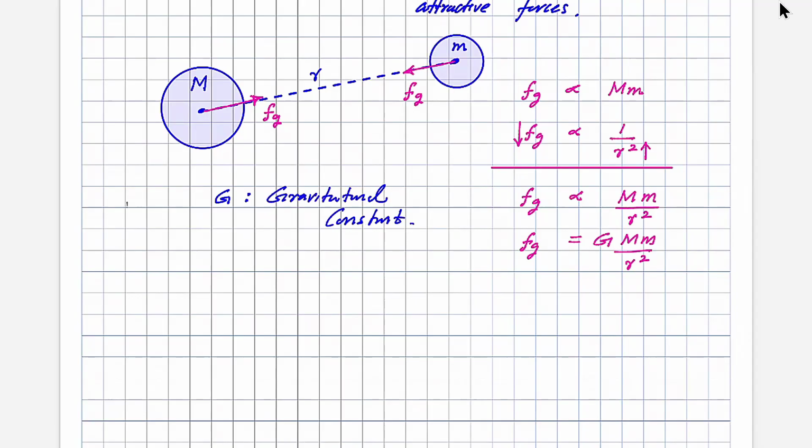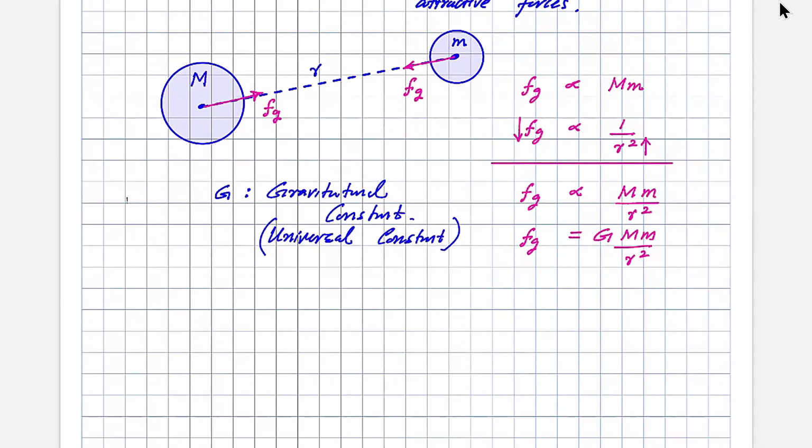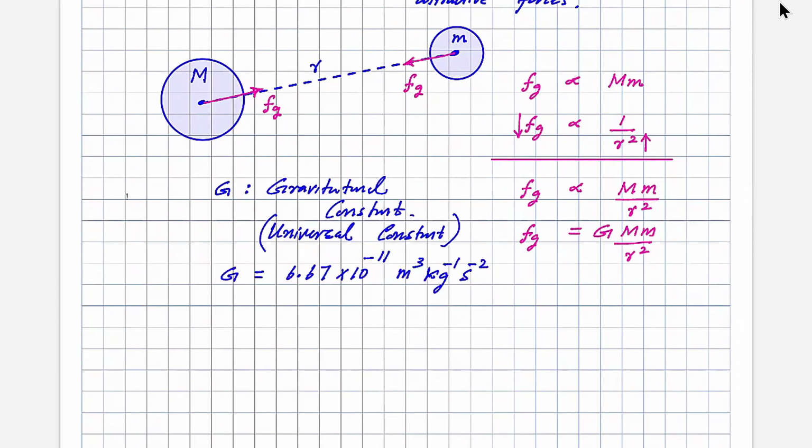Now, there are some constants which are not universal, like a constant that holds inside this room only. But this G is a universal constant. Okay, so the value of G is this. You don't have to worry about this. This is available to you in the data book.